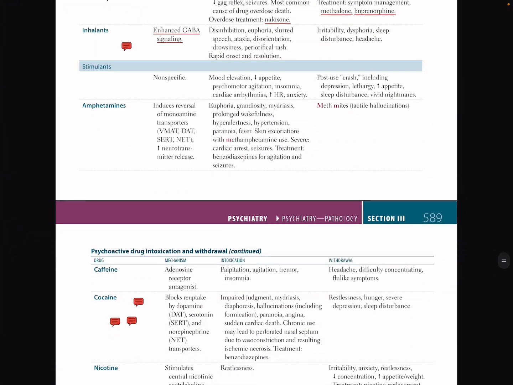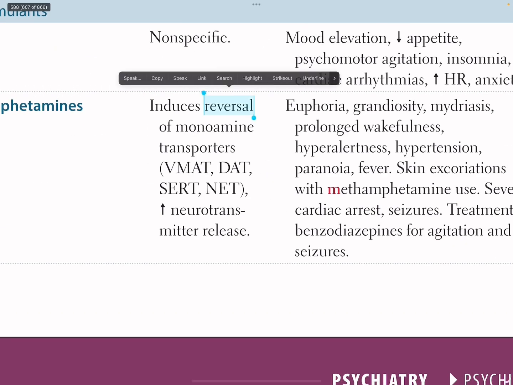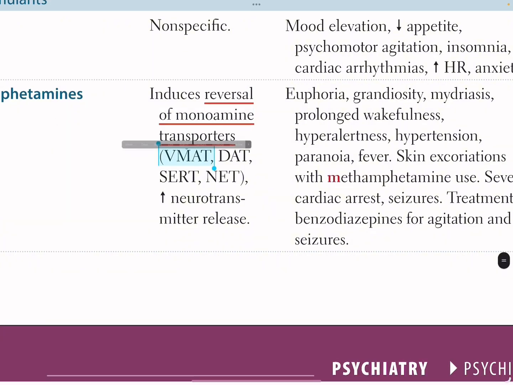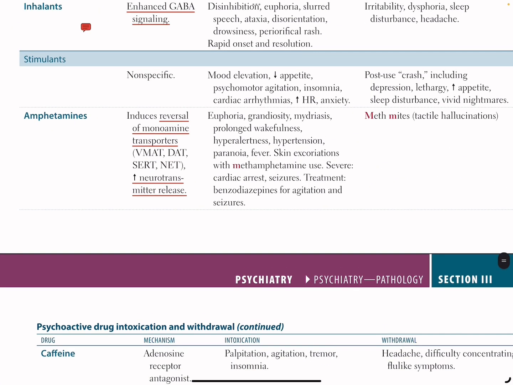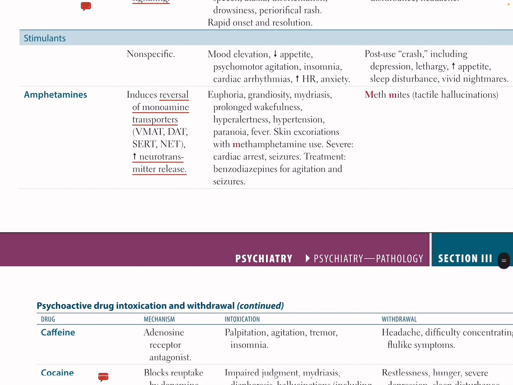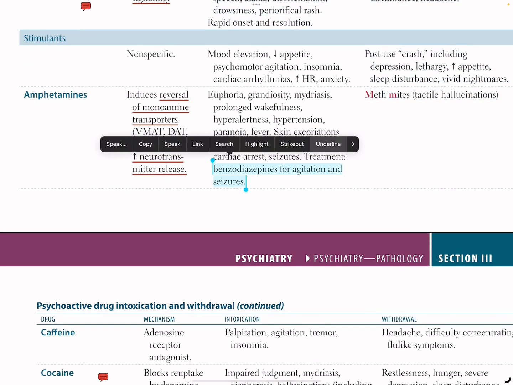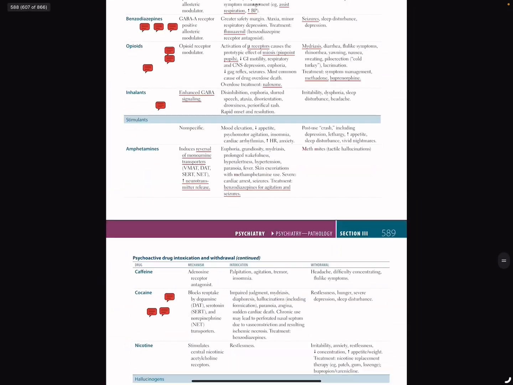Amphetamine induces reversal of monoamine transporters: VMAT, DAT, SERT, NET. Okay, this is the mechanism of action. Amphetamine induces reversal of monoamine transporters. Increased neurotransmitter release will cause euphoria, grandiosity, mydriasis, prolonged wakefulness, hyperalertness, hypertension, paranoia, fever, skin excoriation with methamphetamine use, severe cardiac arrest, seizure. Treatment: benzodiazepines for agitation and seizures. Then the withdrawal of amphetamine will cause meth mites, tactile hallucinations.